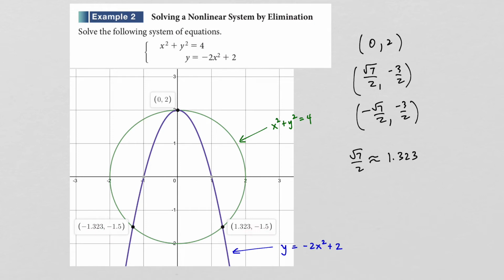And just for reference, these were the solutions that we got algebraically on the previous page. And just for reference again, the square root of 7 divided by 2 is approximately 1.323. So you can see radical 7 over 2, negative 3 halves, is this point. And negative radical 7 over 2, negative 3 halves, is this point.